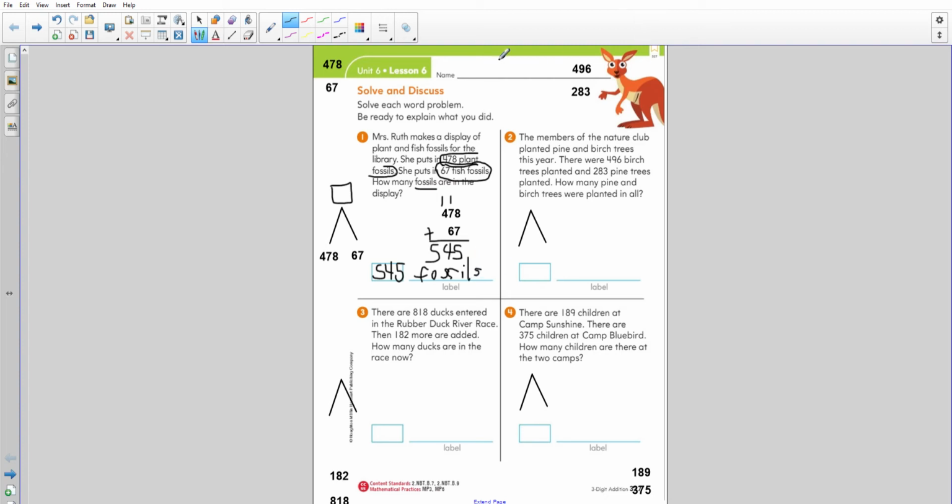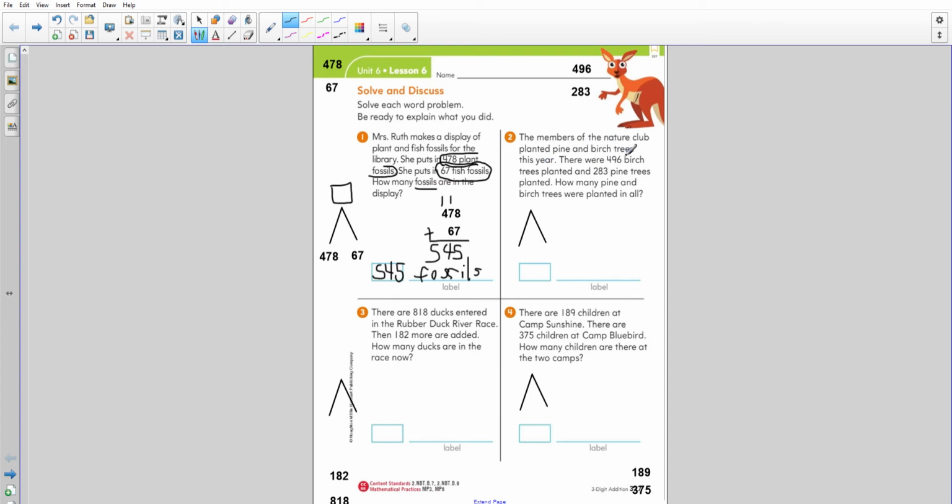Let's go ahead and take a look at number 2. Number 2, the members of the Nature Club planted pine and birch trees this year. So again, I know what's going on. It's all about planting trees, but they're not all the same kind. There's pine and birch. There were 496 birch trees planted and 283 pine trees planted.